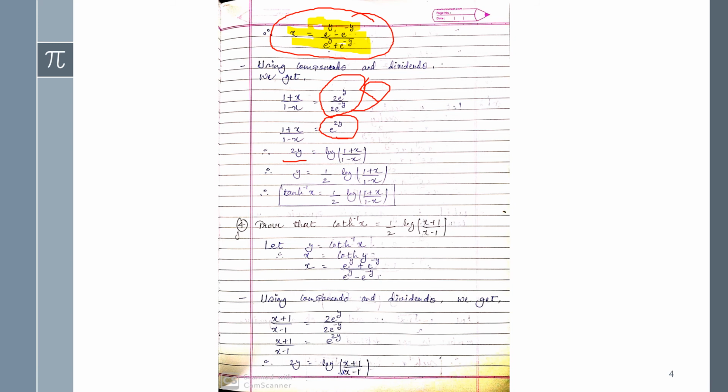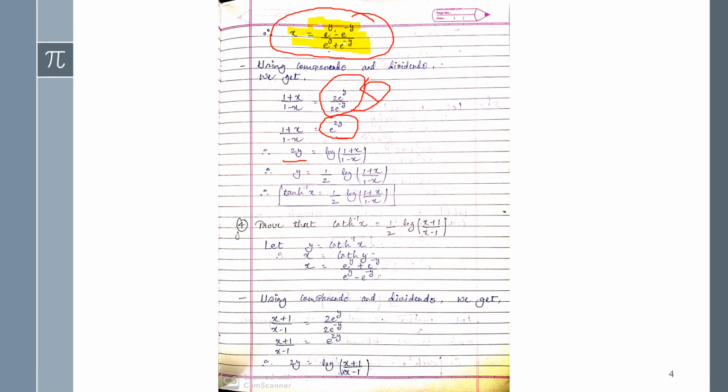And now a fourth example is given, and the function is given: prove that cot h inverse x equals to 1 half log of x plus 1 upon x minus 1. So again this one will be the same as the third example. So this example again you have to do on your own, and here you have to apply componendo and dividendo again, but in the format of x plus 1 and x minus 1.